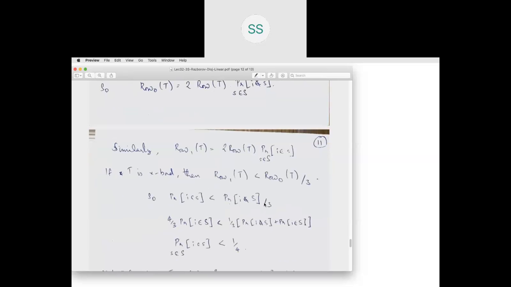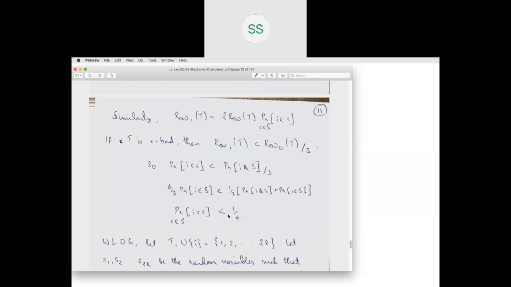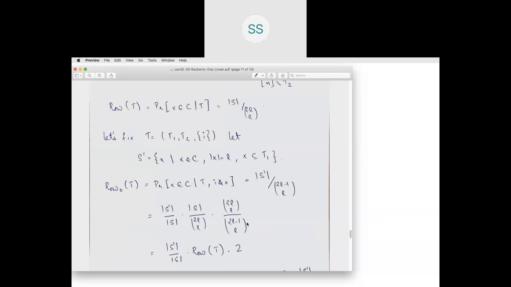Now adding the probability of I in s divided by 3 to both sides, you'll get this. But now this quantity is 1. So the RHS is 1 by 3 multiplied by 1, and the LHS is 4 by 3 times the probability of I in s. So you can bring down the 4 here to get that the probability that I is in s is at most 1/4. So if T is X bad, the probability of I in X is at most 1/4. Let's just recap.